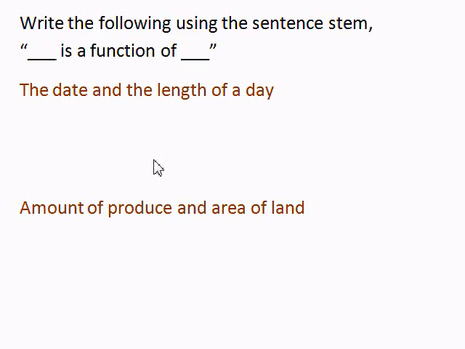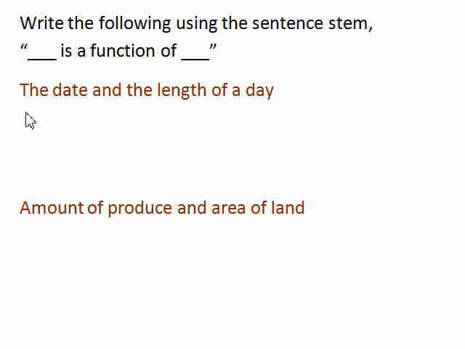We're now going to be writing another sentence stem, which is actually the same as the previous one, but the word is different. Blank is a function of blank. The first thing is a function of the second only if the first thing depends on the second. And for every input, there's only one output.